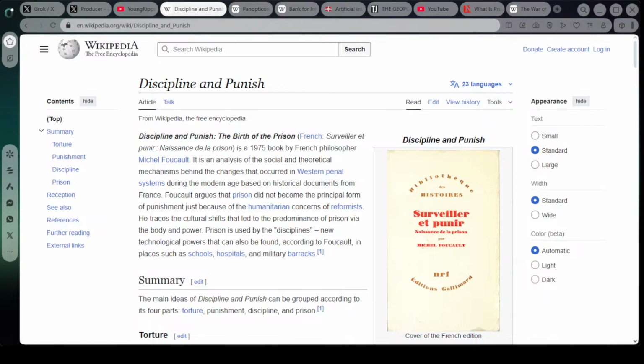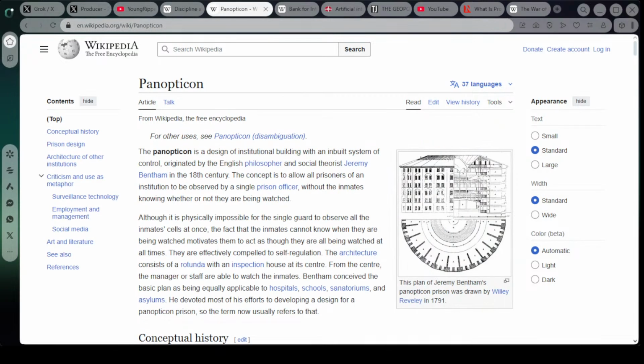So that's the main point of his book, basically: he was really questioning the prison system, and whether the prison system was actually for rehabilitation at all, or if it was possible to rehabilitate people in that type of a prison system. Okay, so now let's just look at the Panopticon.